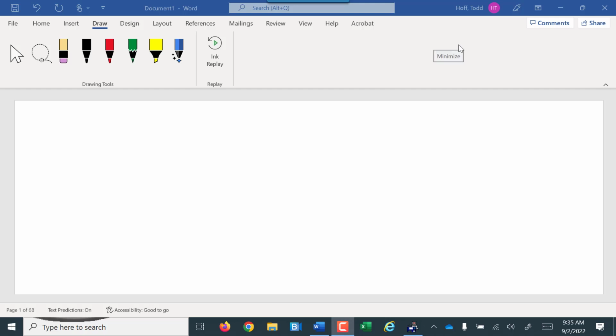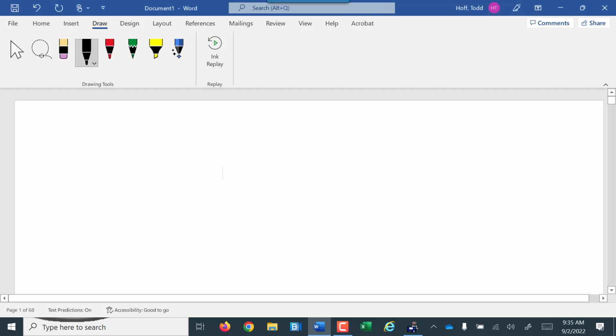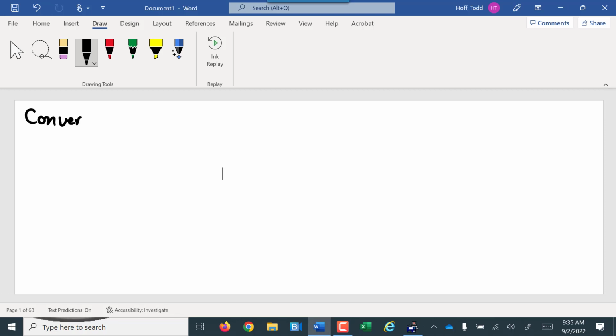Anyway, so where we want to start today, we're kind of hitting back at the beginning of our 8-semester cycle here. So we want to start off with some conversions. So looking at a fraction to a decimal conversion.